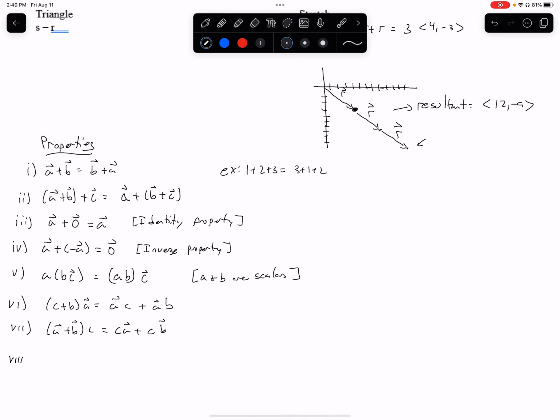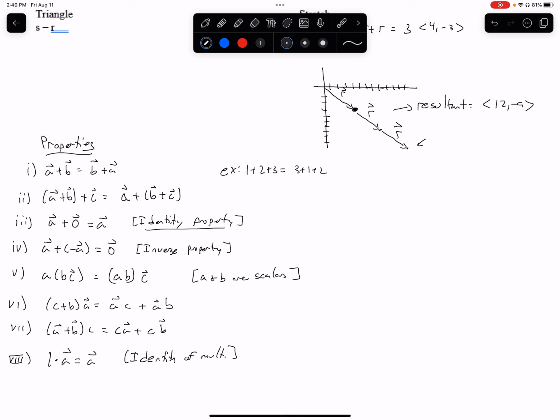Eighth one. Then again, these are all properties that we know from Algebra 1. If I multiply 1 times a vector, that's just going to be vector A. This is the identity property of multiplication, where up here was the identity of addition.